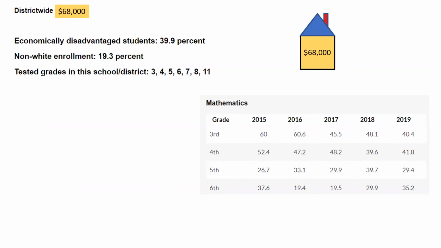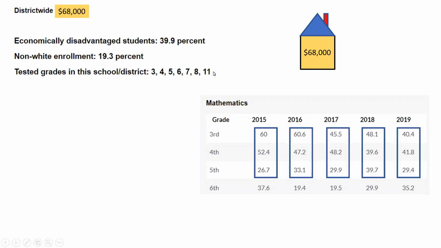The next district we're going to look at, we'll refer to as District 68,000. Economically disadvantaged is about 40%, so this is double the last district. Non-white enrollment is 19%. Remember, we talked about how getting between 60 and 70% is a really elite score for a grade level. If you take a look at 2015, third grade, fourth grade, fifth grade, in every single one of these you'll notice the fifth grade score is lower, and in this district significantly lower than the last district we looked at. There was a drop there, but it wasn't as significant as it is here.